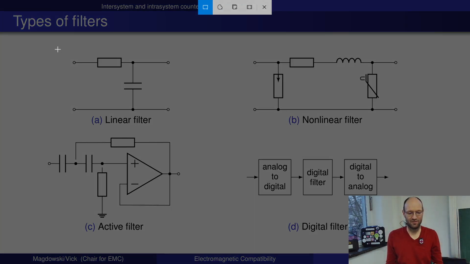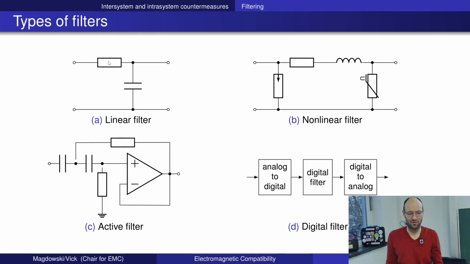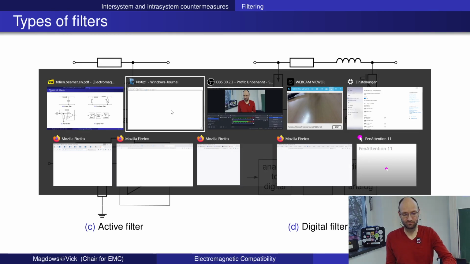It's a low-pass filter because the resistance works independent of frequency, but the impedance of the capacitor goes down with frequency, so high-frequency components will be dissipated, go back to ground, and not go to the load.